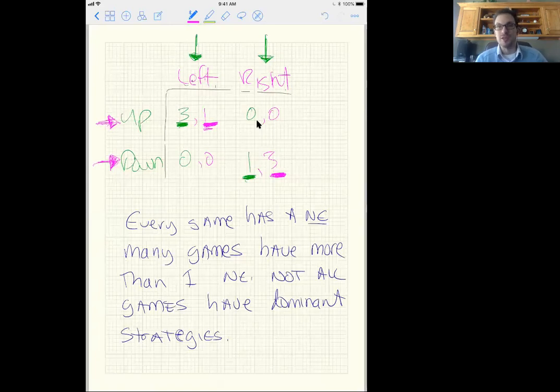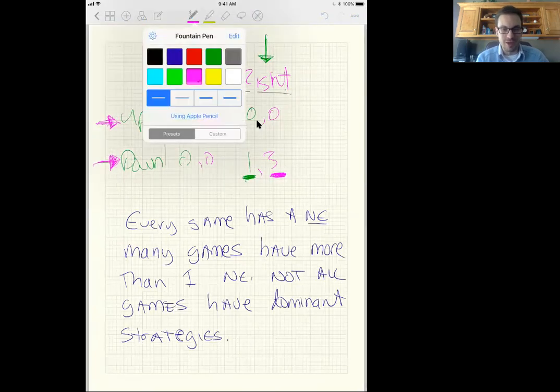So interestingly, here we have a game with no dominant strategies, because if I look, there's no row that has 2 underlines for row player's payoffs. Neither is there a column that has 2 underlines for column player's payoff. So that's important. We don't have any dominant strategies.